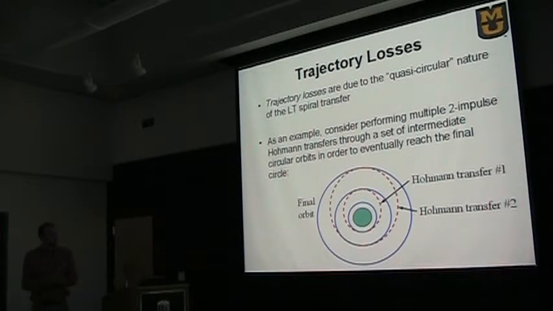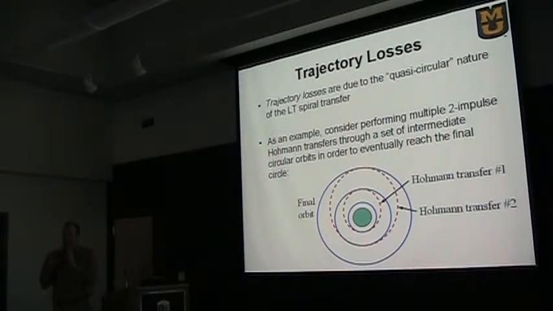And then there are trajectory losses. That's the last one. One way to show that is, it's due to the fact that these are quasi-circular transfers. That is the spiral. The spiral is like a succession of circles that are building out. And one way to look at this is, if I do a Hohmann transfer from the starting circle, the inner circle, I ultimately want to get to the final orbit.